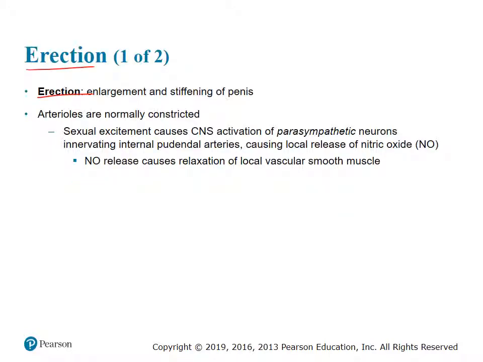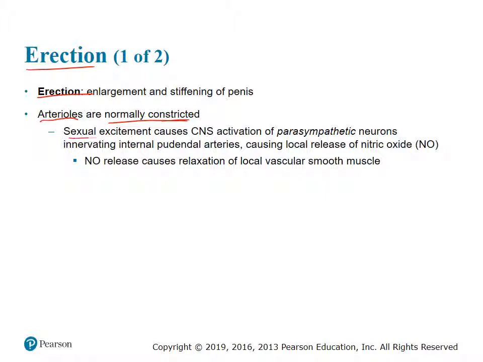Okay, so we mentioned what an erection is, right? So let's look at the penis normally before an erection. The arterioles, which are the blood vessels in the penis, are normally constricted. There are smooth muscles there that are continuously contracted and do not allow blood to pool into those spongy layers of the penis, right?